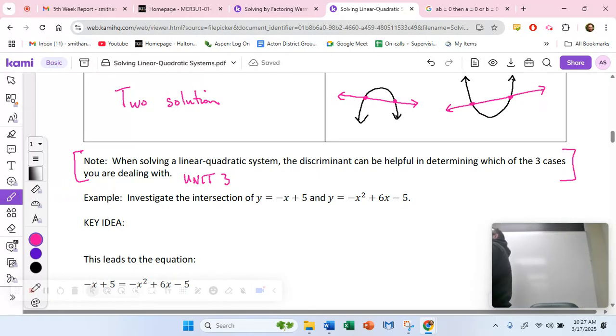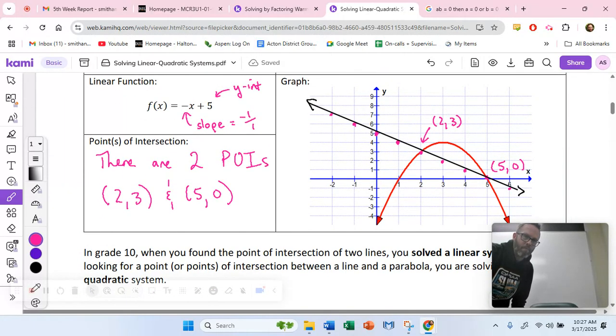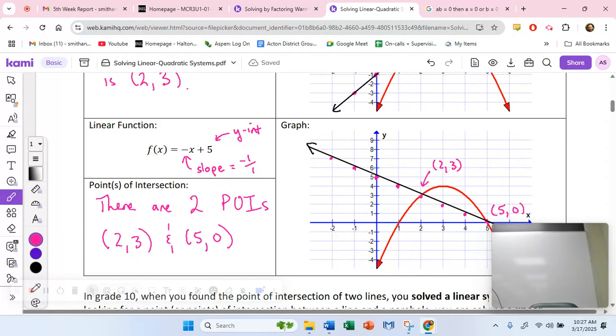But what we're going to finish off with, I'm going to show you guys an algebraic way that we can find the point of intersection between a line and a parabola. And it's going to involve solving by factoring. So let's dive in. So you guys remember the last pair of line parabola, they met at 2 and they met at 5, right? X equals 2, x equals 5.